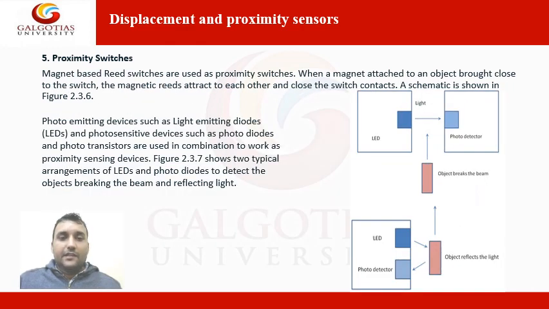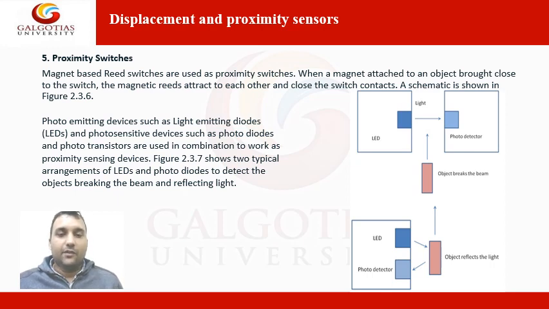So magnet-based reed switches are used as proximity switches. When a magnet attached to an object is brought closer to the switch, the magnetic reeds attract each other and close the switch contact. A schematic is shown here. This is light. This is the object that breaks the beam.